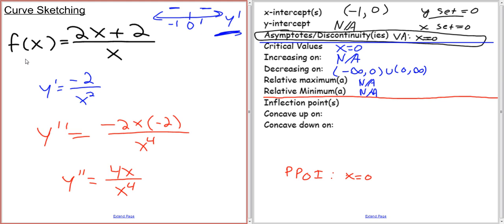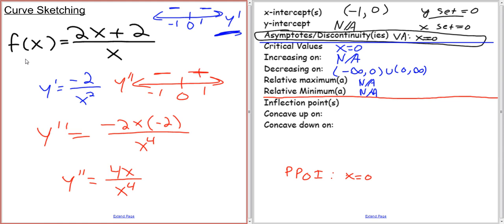So again, the only thing that we have on that number line, the y double prime, we have x equals 0 is the only time, even if in the top and in the bottom, that's the only possible point of inflection. And we need to plug in -1, and we need to plug in +1. We plug in -1, we get a negative divided by a positive. We plug in positive 1, we get a positive divided by a positive.